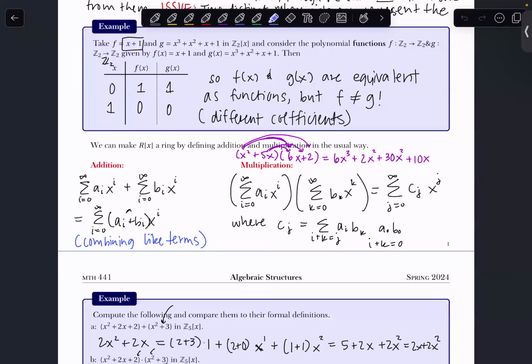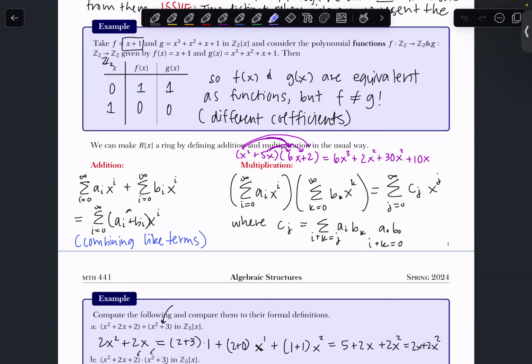So here, when I multiply these coefficients, if we look at the coefficient for x to the j, I think about which indices are going to add up to j. Because when I do my foiling, it'll give me that specific power. I multiply those coefficients. And then all the ways that I can do this, I'm going to add them together. So the adding together is really collecting the like terms. The multiplication is really doing the foiling part here.